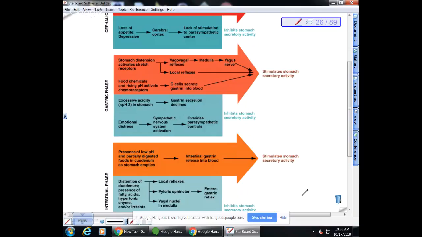Okay. And then the presence of low pH could stimulate secretion, but what is important is that when you have too much acid, too much chyme, or other irritants, then that's going to inhibit the stomach secretory activity.